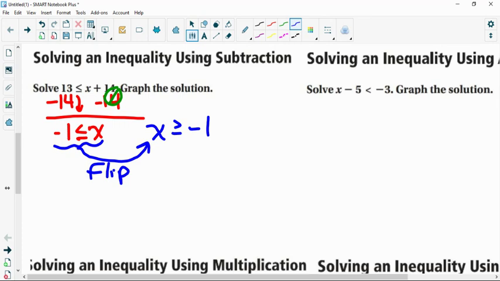This is going to help me make my number line. So on the number line, I try to do a minimum of 3 spots. And the middle will be negative 1. To the left of negative 1 would be a smaller number, so negative 2. And then to the right would be 0.